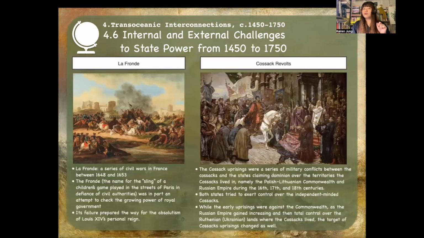In the Mughal-Maratha Wars, in La Fronde, in the Cossack revolts, what do we see? We see challenges to a centralizing state power, challenges to a centralizing monarchy. Sometimes the monarchy suppresses, sometimes the uprising succeeds, or sometimes the absolute power tries to crush external, seemingly weaker powers, only to end up spelling its own doom.